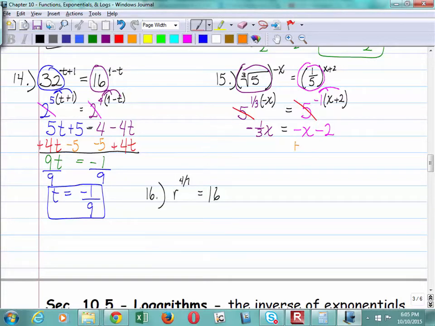Alright, then I'm going to add x to both sides. So that's like adding 1x. So negative 1/3 plus 1 is equal to positive 2/3. So that'll be 2/3 x is equal to negative 2. So to solve that, I'm just going to multiply both sides by 3 over 2. So that would be x equals, and then the 2's cancel out, which just makes that negative 3.